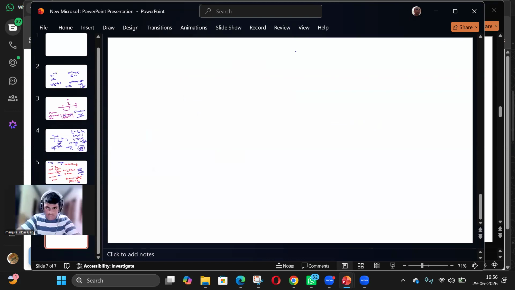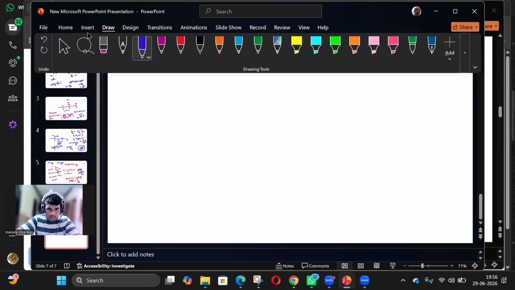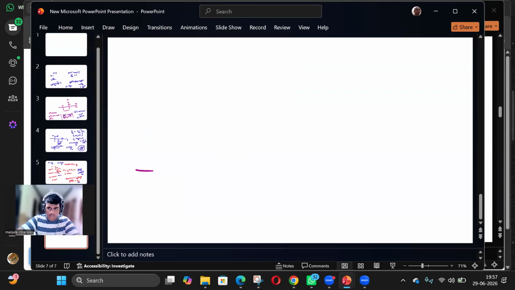So before that, I'll just give you one simple thing. Say a ball is thrown from the ground to the Earth's surface. The ball is thrown with the initial velocity u. So obviously the velocity keeps on decreasing. At the topmost point, the velocity becomes zero, and then it'll turn back, right?